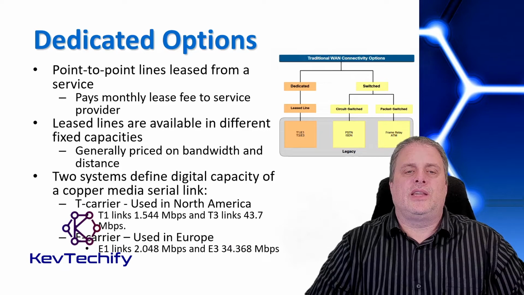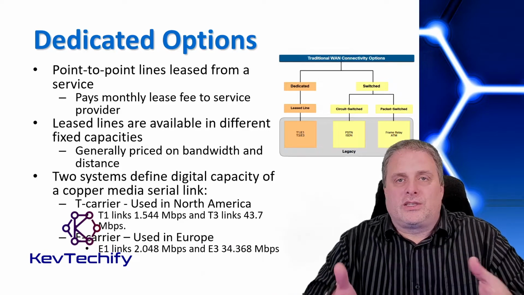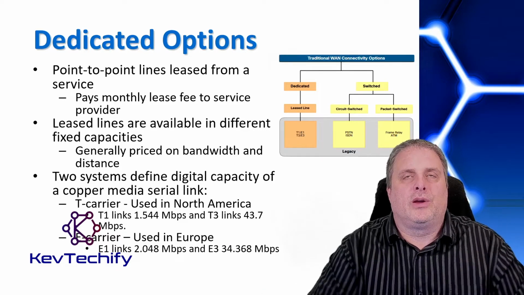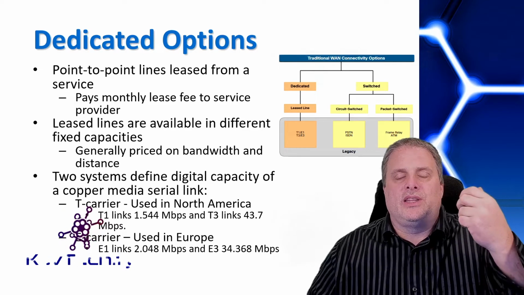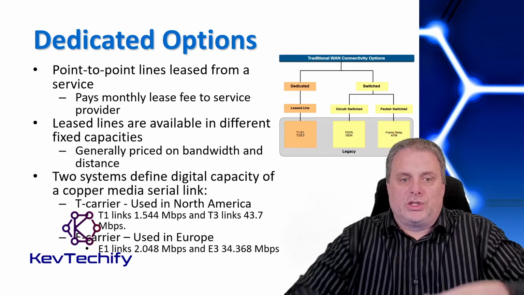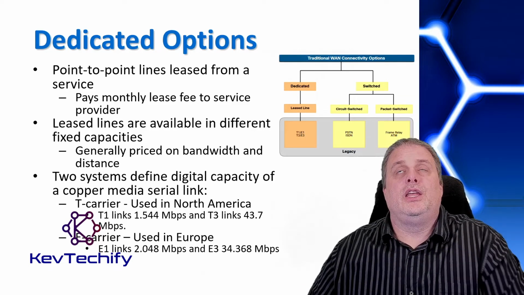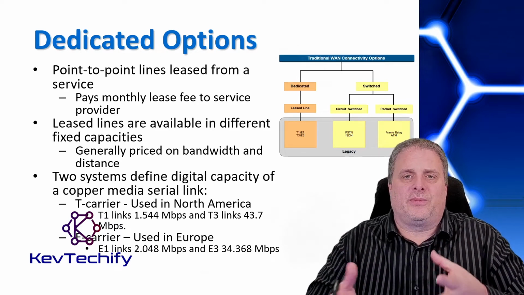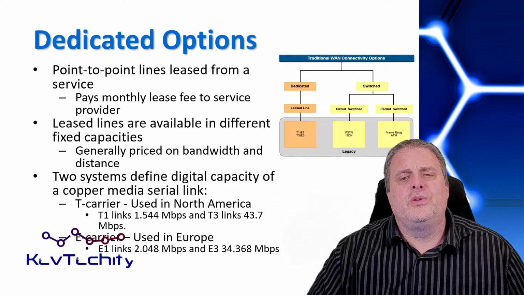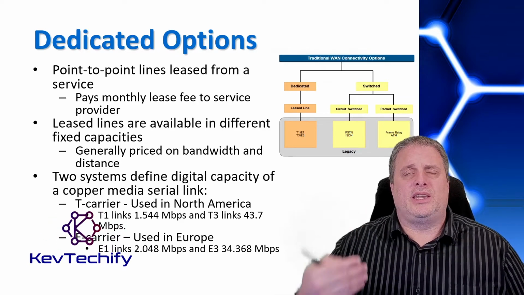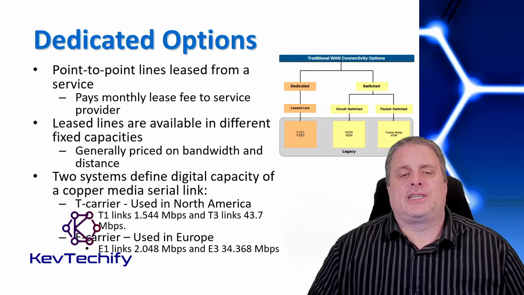Now, these leased lines were available in different capacities. The more bandwidth you had, the faster it was and the more expensive it was. There are two systems that looked at this. We have the T carrier system, which was North America, and then we had the E carrier system that was used in Europe. They're basically the same except for the actual bandwidth on themselves. For the T system, the one used in North America, we had T1 and T3 links. T1 was 1.54 megabits per second.